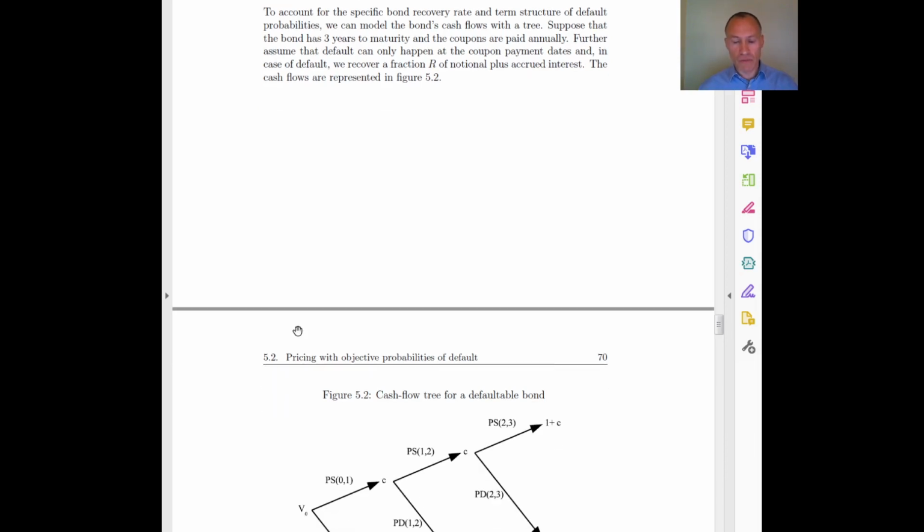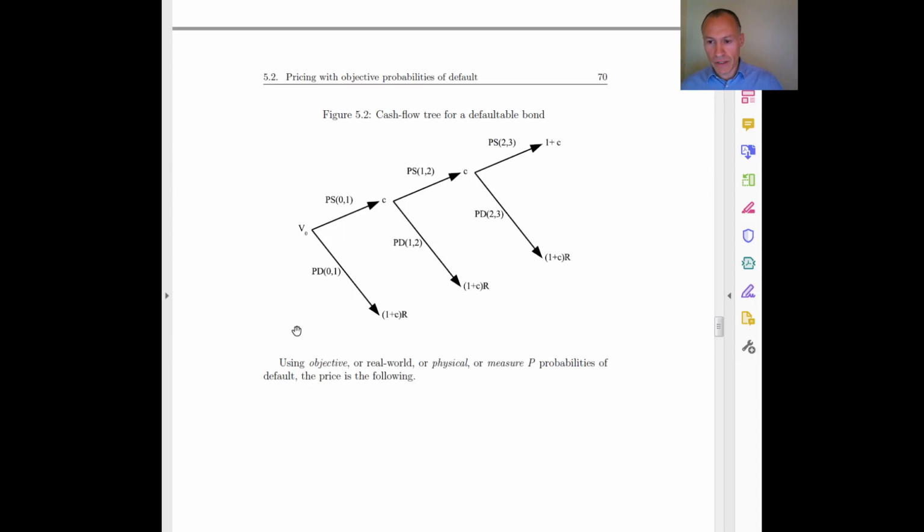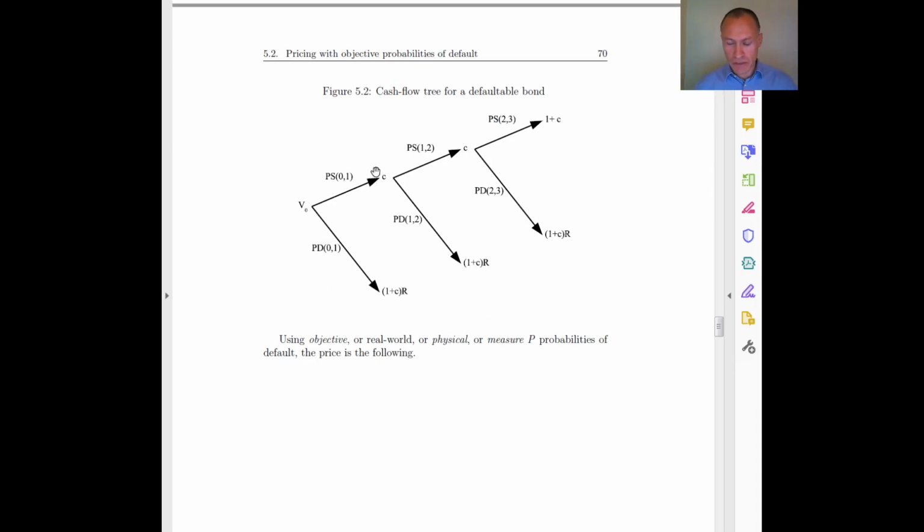Okay, so one way of doing that is to think about the bond in this fashion here, which is to do a tree for the cash flow. What we have here is an example of a bond that has 3 years to maturity. So we are here at time 0. We want to find the value of the bond today. We know that the cash flows are going to be a coupon 1 year from now if the bond is still alive, another coupon in 2 years if the bond survives 1 more year, and in the end coupon plus principal if the bond survives again 1 more year, from 2 to 3.